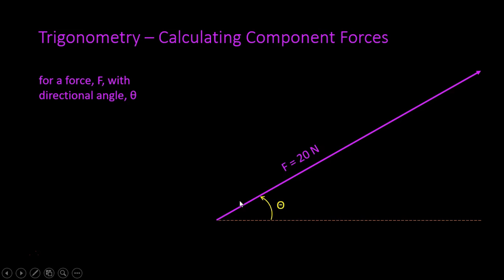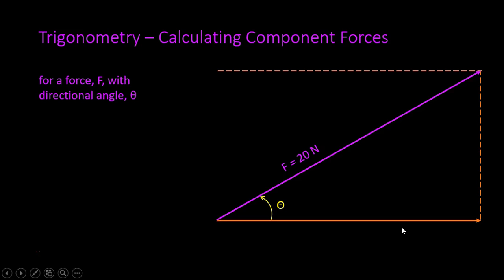Here we have a force with a strength of 20 newtons, and it's in a direction of angle theta. And we go ahead and draw in our x component and our y component. To find the strength of the x component, we take the strength of the total force, F, and we multiply it by the cosine of theta. Similarly, to find the strength of the y component, we take the strength of the total force, F, and we multiply it by the sine of theta.